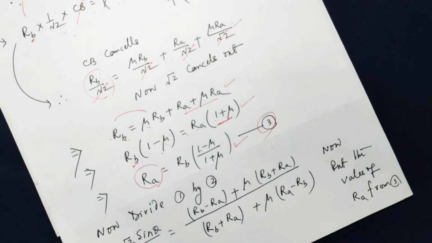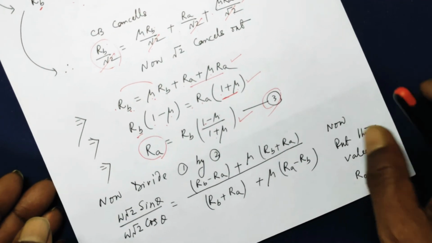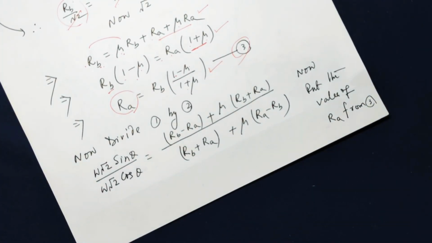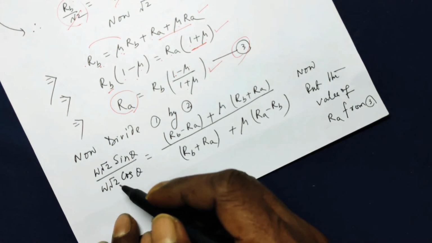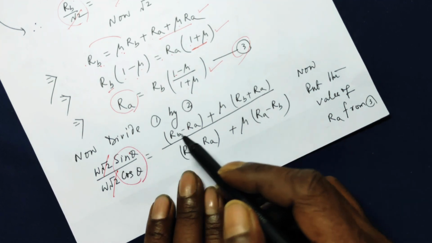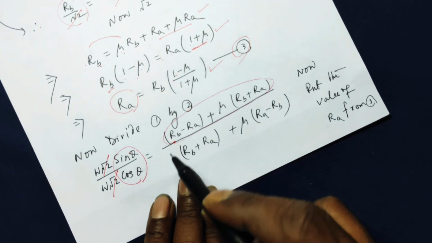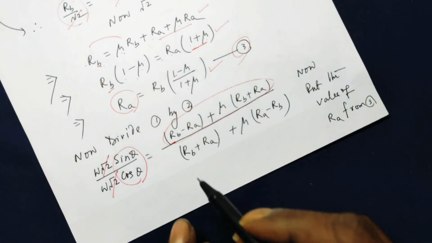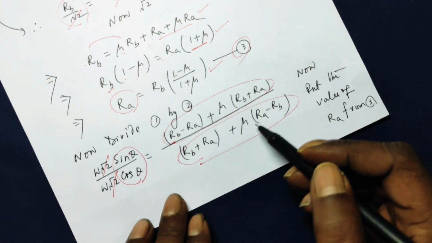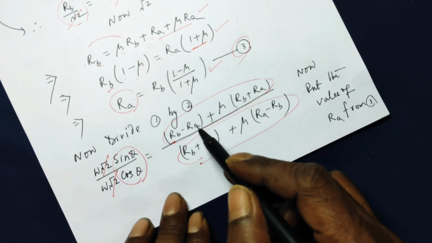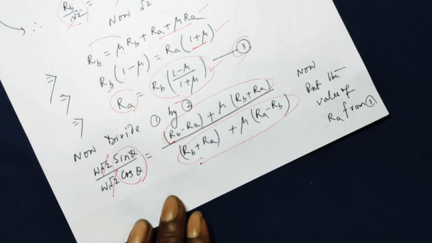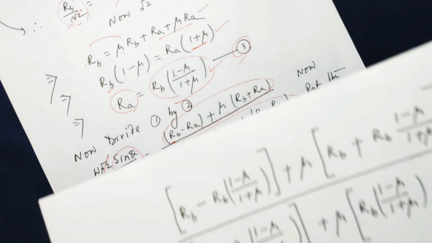Now divide equation 1 by 2, which I derived in the previous page, just a few minutes back. So divide equation 1 by 2. So this cancels, this becomes tan theta. And this was the right side of equation 1. This was the right side of equation 2. Now put the value of RA here, RA here, RA here, RA here, that is this value.